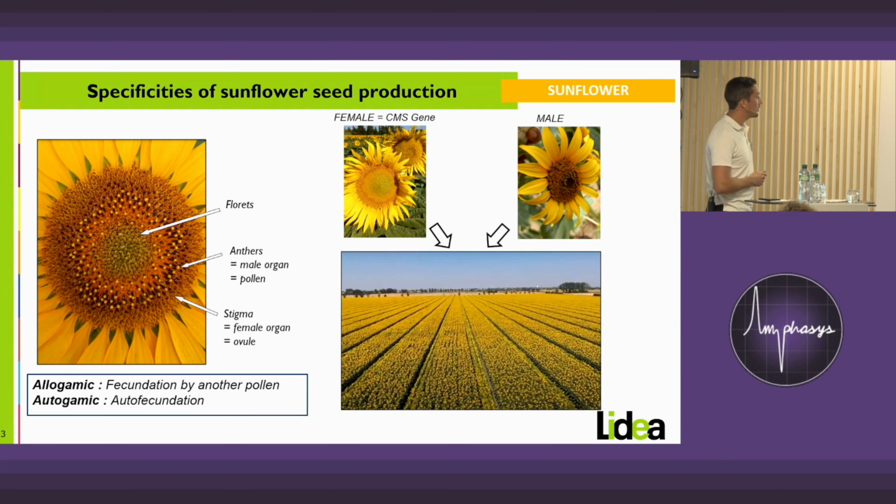This is a production field of sunflower. We can see an alternance of male plants, which provide the pollen, and female plants, which will produce the seeds. In a sunflower production field, the quantity of male is between 16 and 33%.